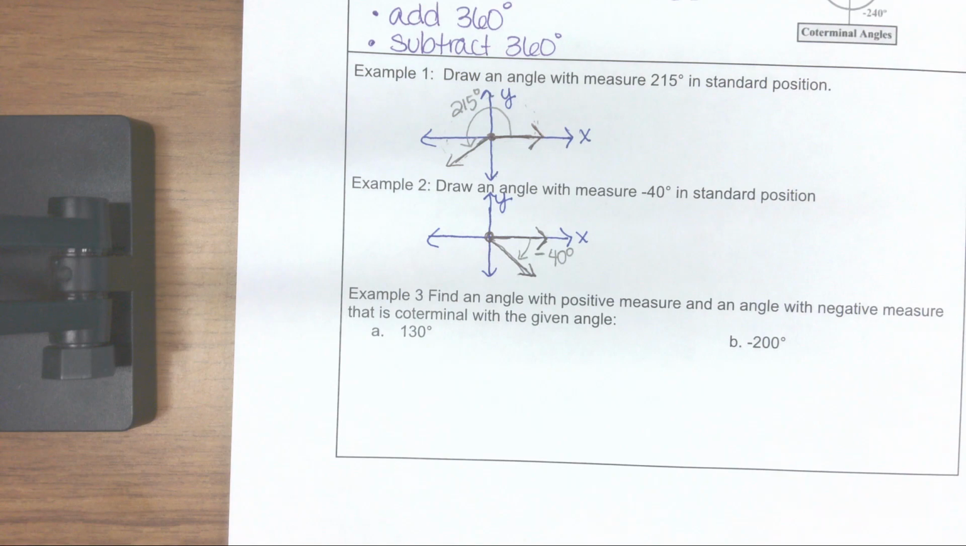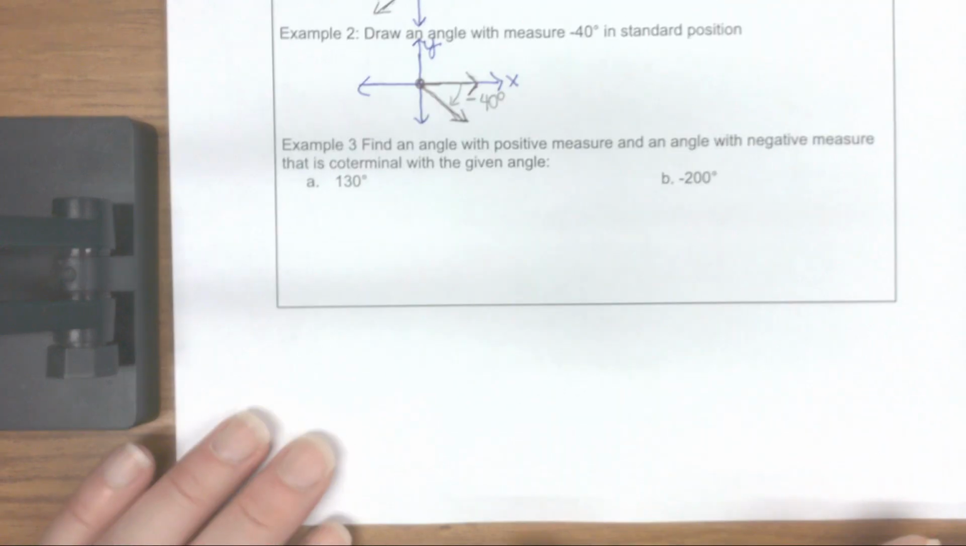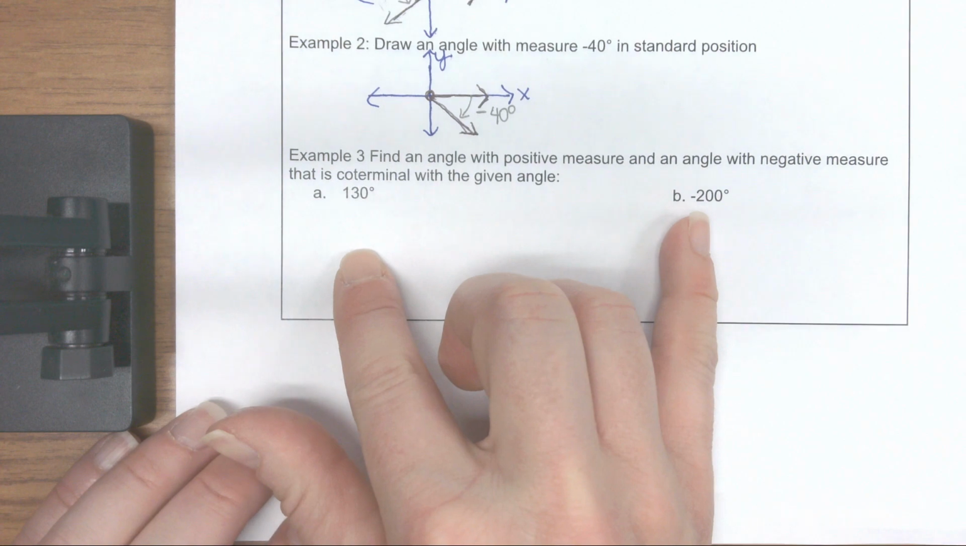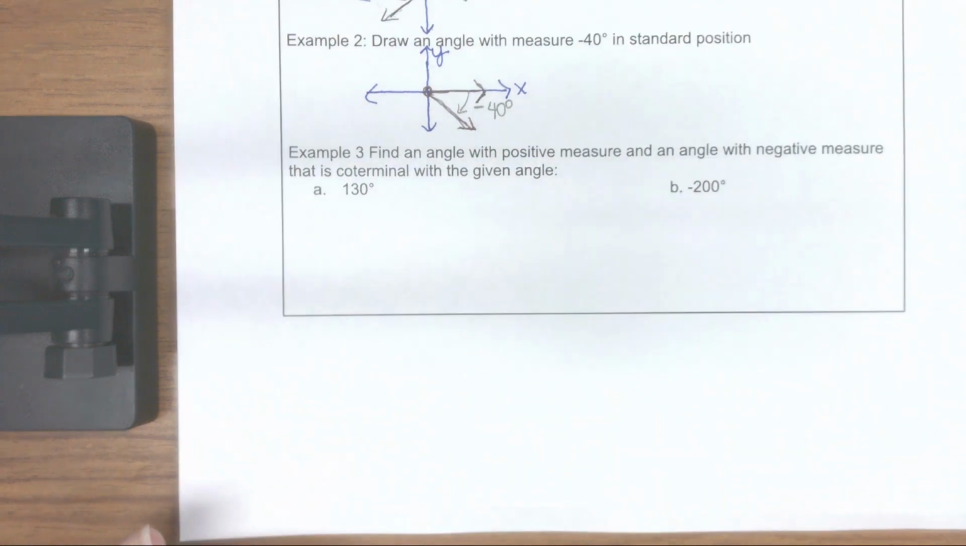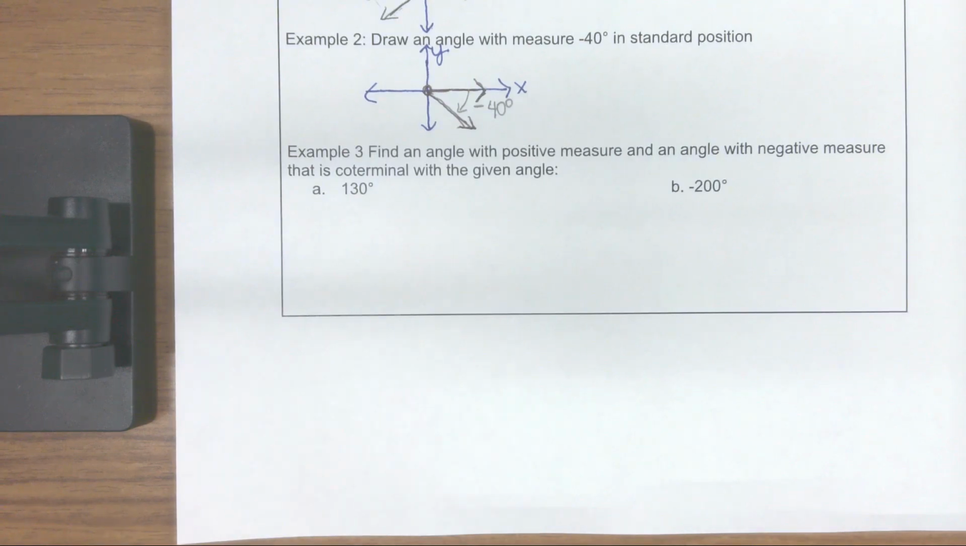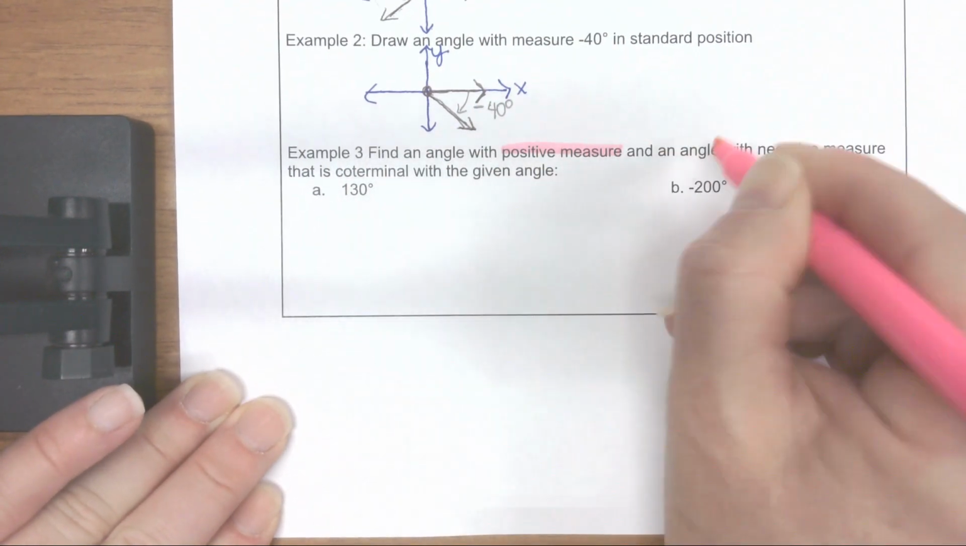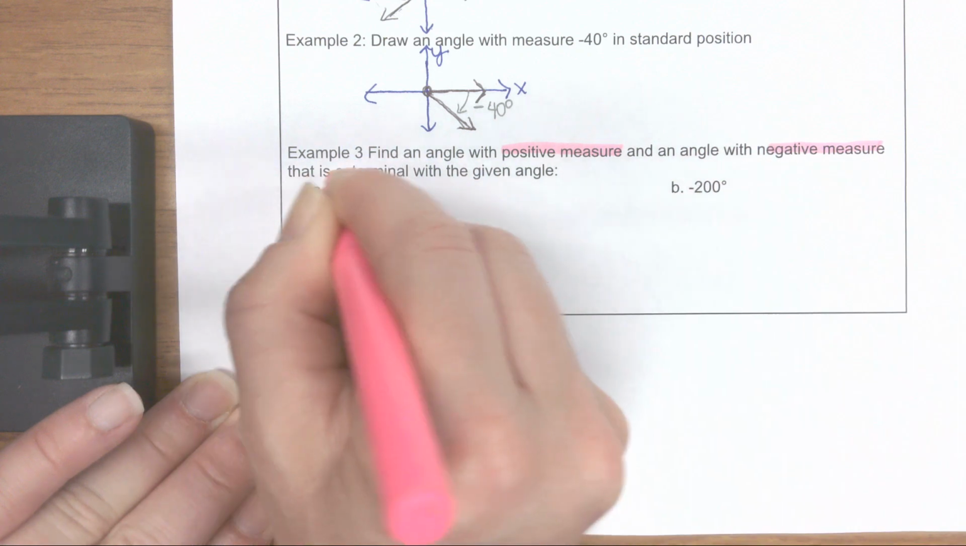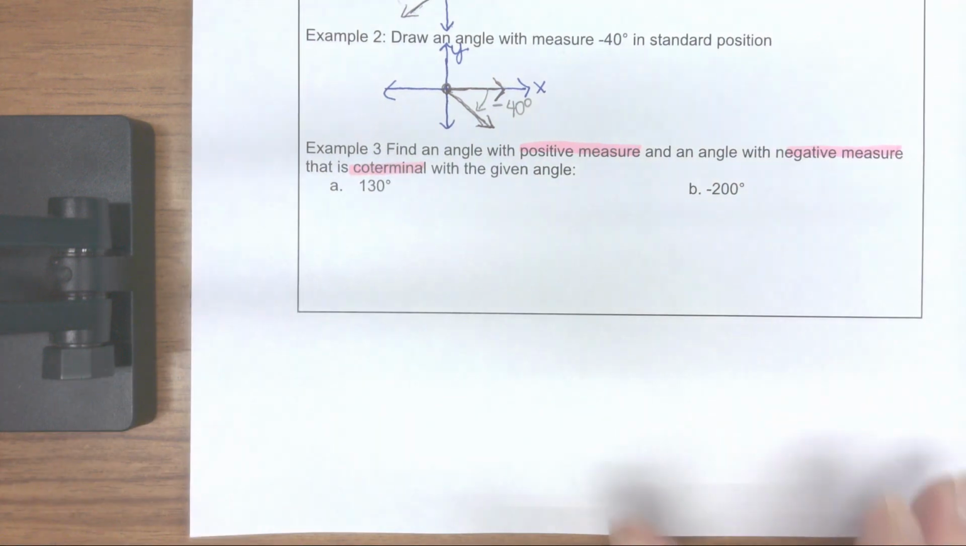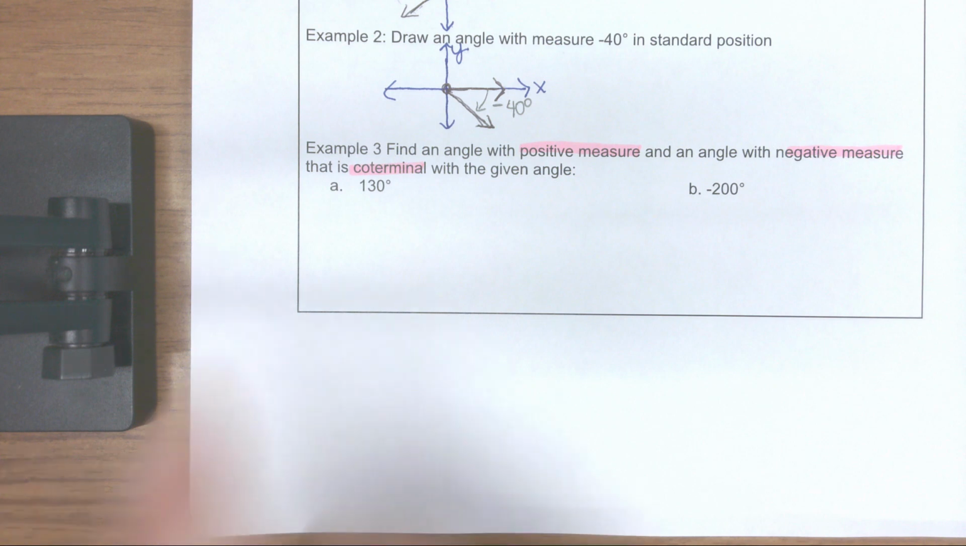Let's do example 3. Even though I didn't say to draw it, let's practice drawing it, because I think maybe we need more work with that. And then together we're going to find an angle with a positive measure and an angle with a negative measure that is coterminal. A lot of vocab there. All that means is we're going to find another degree that makes me end up in the same terminal side. All right, so first let's start with our 130.